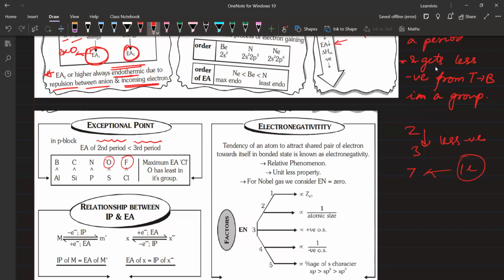That is why the repulsion will not be as severe as it is in the case of fluorine. So this is quite an important point that you have to remember. The maximum electron gain enthalpy is of chlorine, across the complete periodic table, and oxygen has the least in its group. So this is also quite important to write. Please write this exceptional point, and this is one of the most important exceptions.